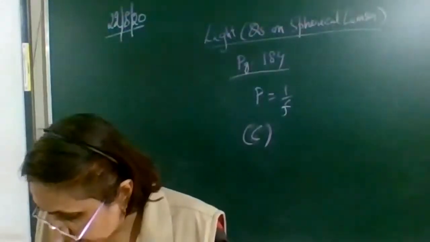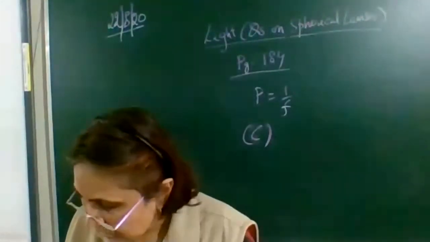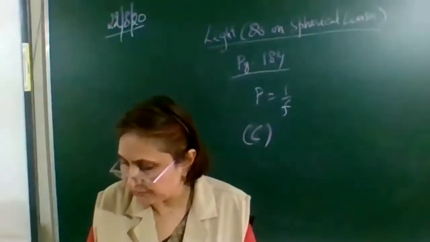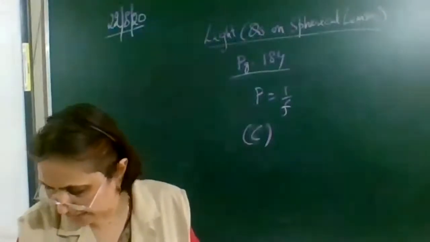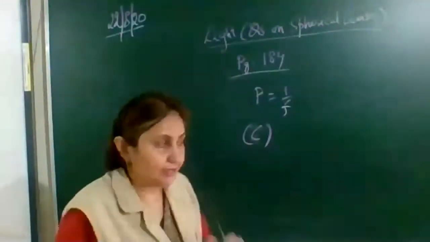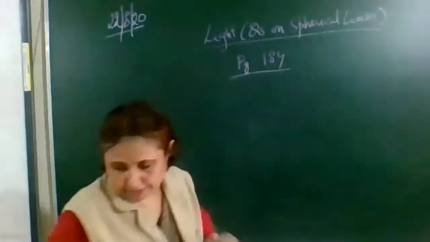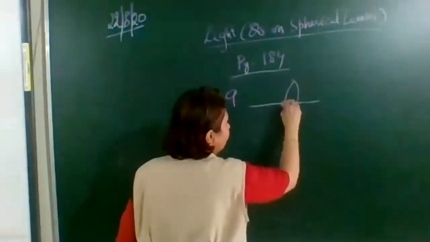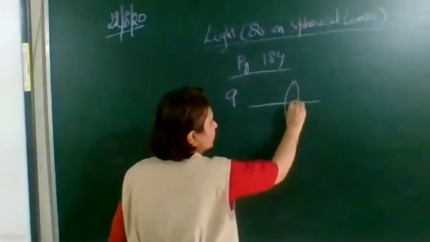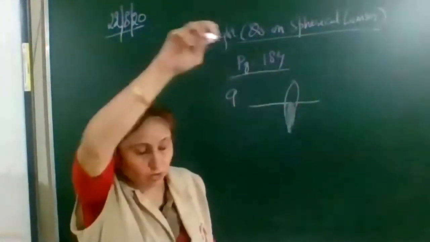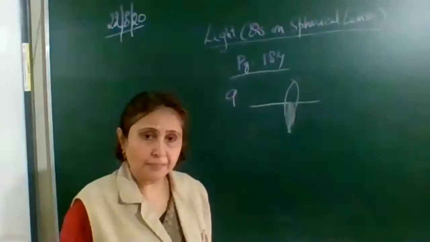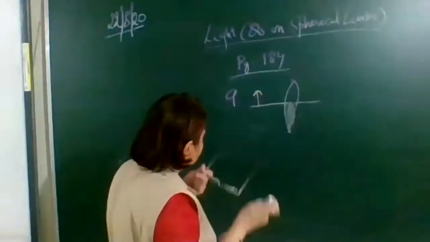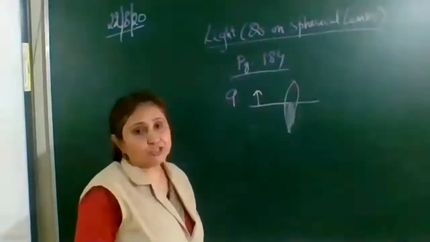Question 7 already discussed, 8 also discussed. Question number 9. One half of a convex lens is covered with a black paper. Will this lens produce a complete image of the object? Verify your answer experimentally. No experiment here we are doing. Explain your observation. So in question number 9 it is given that one half of a lens is covered with black paper. So let the lower half of the lens be covered with black paper. Now it is asked whether the image will be formed at the same position and of the same size.